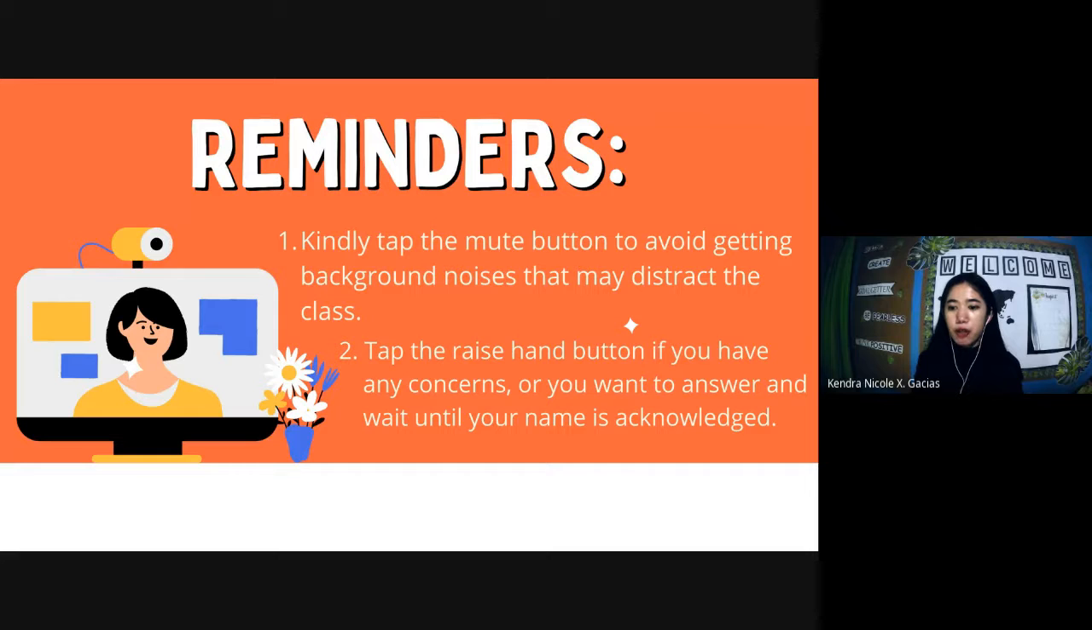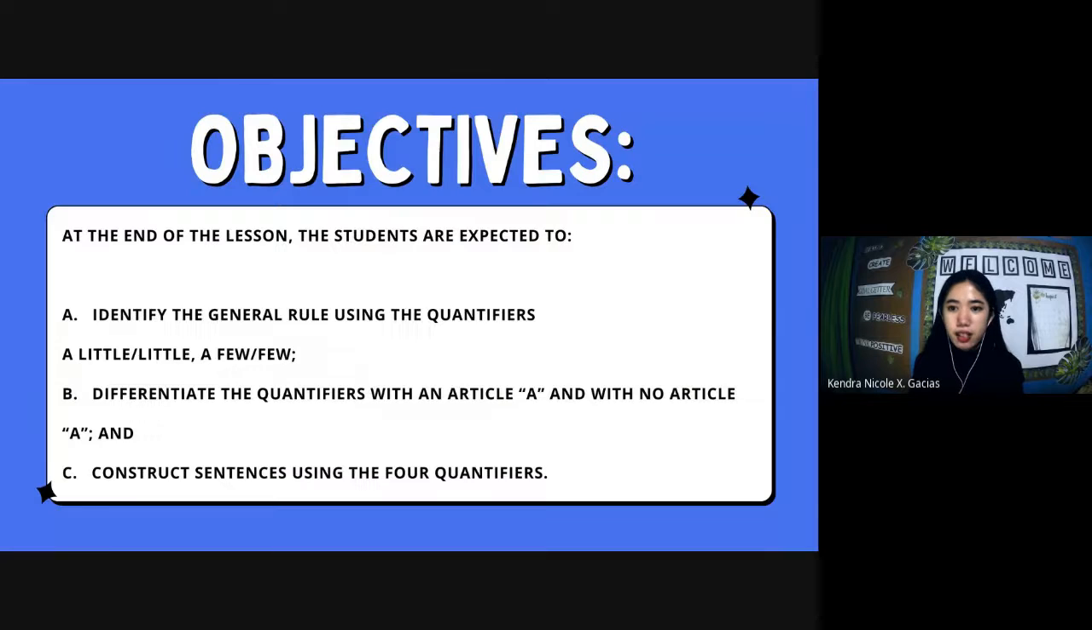Okay, so thank you. We can now proceed with our objectives. At the end of the lesson, the students are expected to first identify the general rule using the quantifiers a little, a few, and few. The second one is differentiate the quantifiers with an article a and with no article a. And lastly, construct sentences using these four quantifiers. So is that clear, class? So these are our objectives for today.